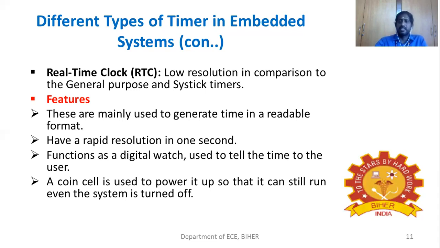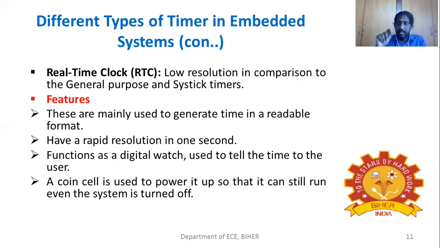In a microprocessor and microcontroller, the designers as well as users can know the time period, the time delay, everything. So that is the reason it is called a real-time clock. A coin cell is used to power it, a CMOS battery, so that it can still run even when the system is turned off. This is a very important feature of a real-time clock. It's like our system clock. It won't stop when you stop the system. It is still running.